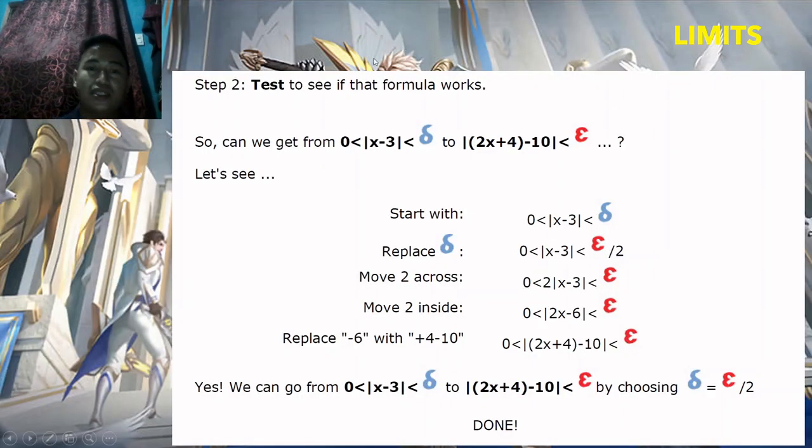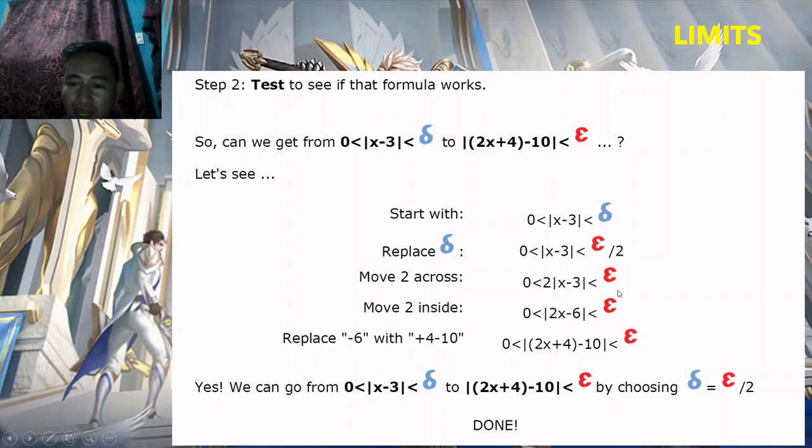Test to see if that formula works. Okay, start with delta. So 0 less than, we start with this, right? Then we show this class. So replace delta. The delta we got earlier is epsilon over 2. So replace delta with epsilon over 2.